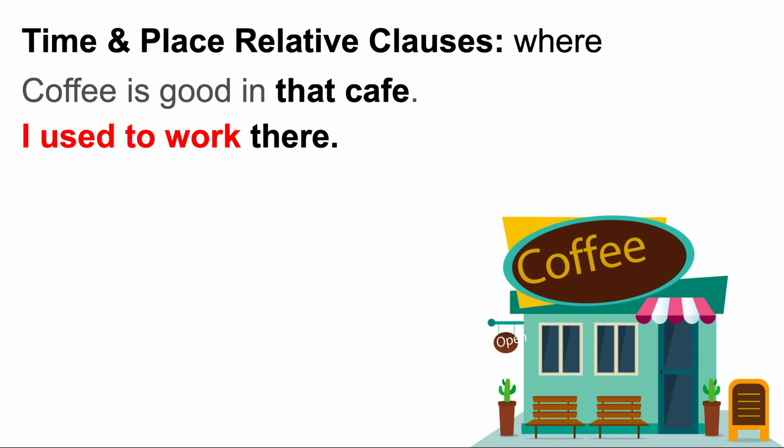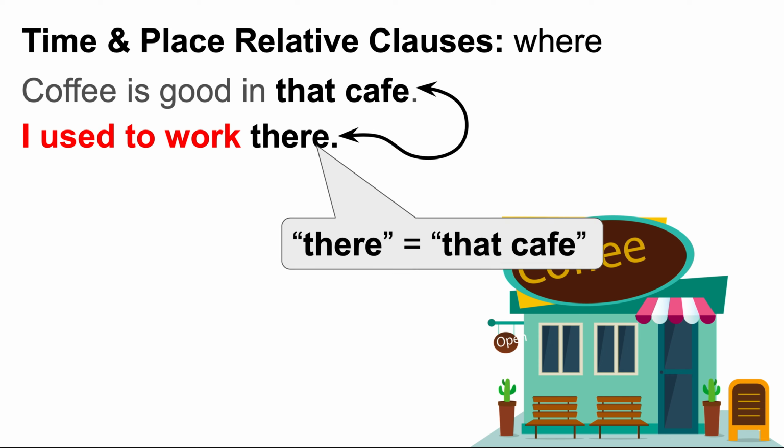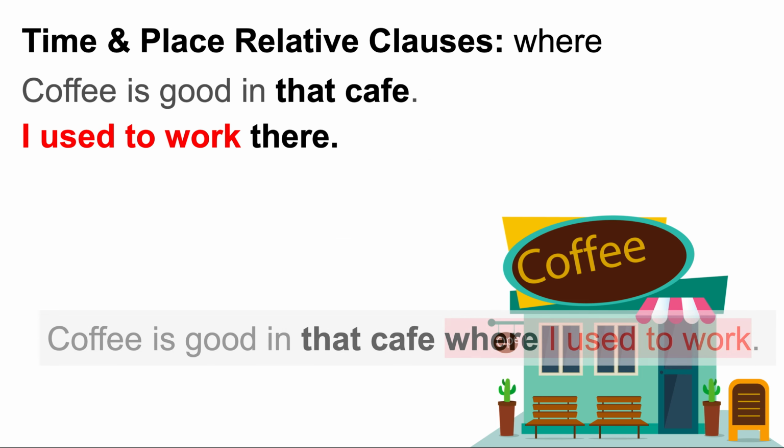Coffee is good in that cafe. I used to work there. As you can see, there replaces that cafe. Both of these sentences can be combined using the relative pronoun where. For example, coffee is good in that cafe where I used to work.